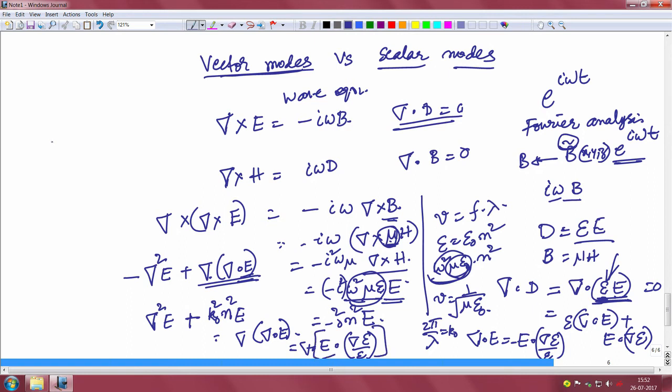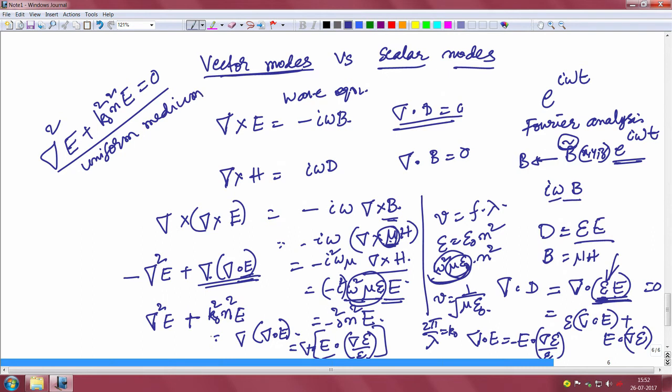So, we have considered the wave equations which are of the form del square of E plus k 0 square n square of E equal to 0 in a uniform medium. We would like to note that if the medium is not uniform, on the right hand side we have a factor which is depending on del epsilon by epsilon. This is an important feature which will be useful for integrated optical waveguides dealing with graded index waveguides. We have a simplification for the step index media by using the boundary conditions.